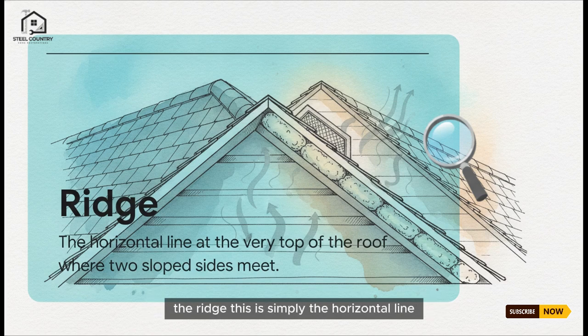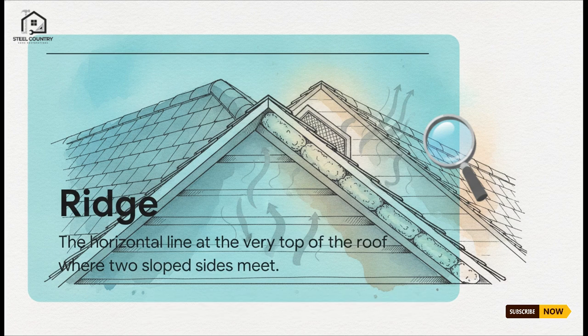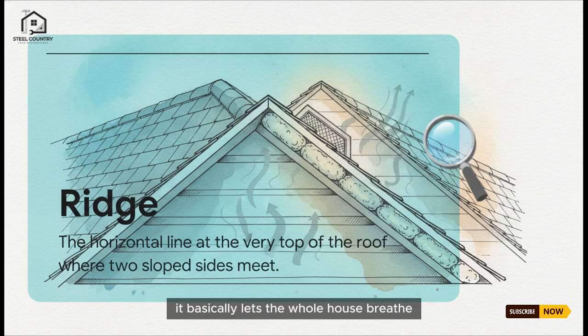This is simply the horizontal line where two of those sloped planes finally meet. But what's super fascinating here is that the ridge actually often houses a specialized vent. This vent acts like an exhaust, allowing all that hot, humid air to continuously escape from your attic. It basically lets the whole house breathe.